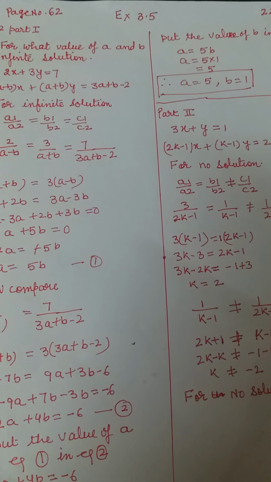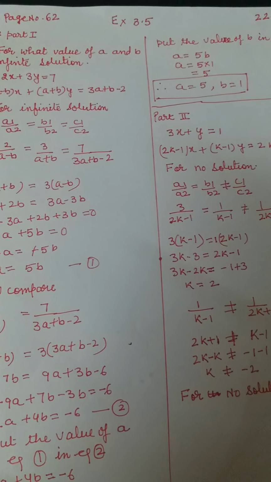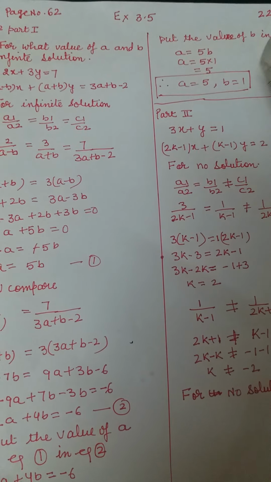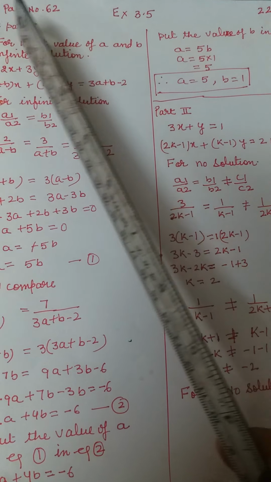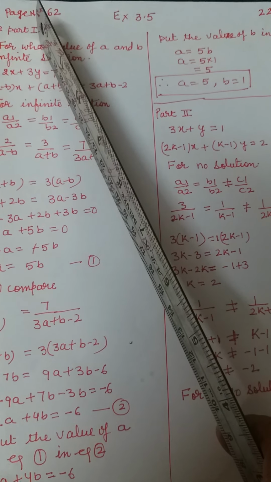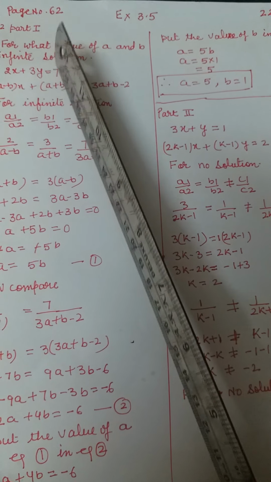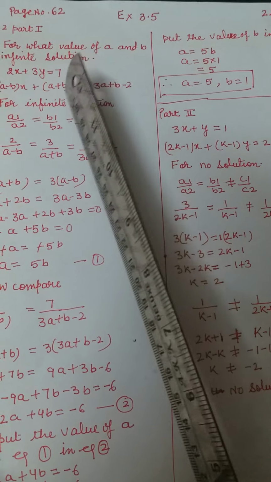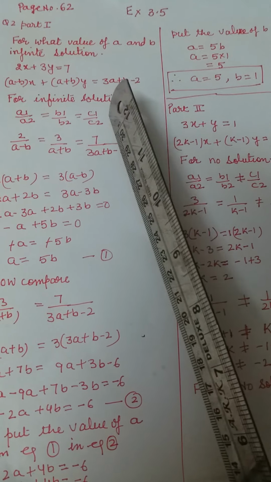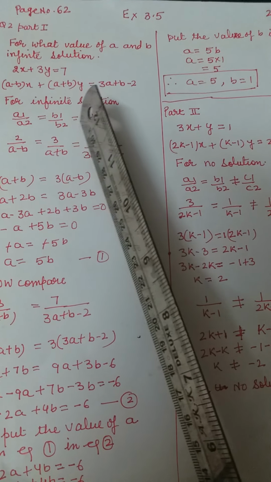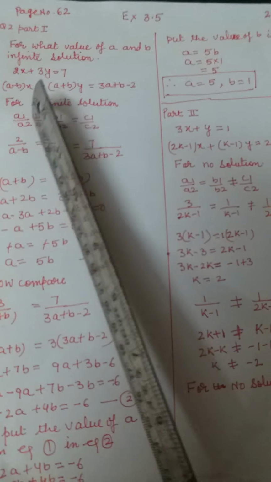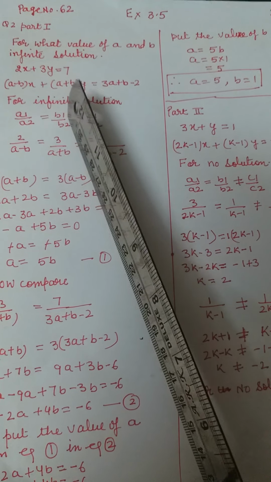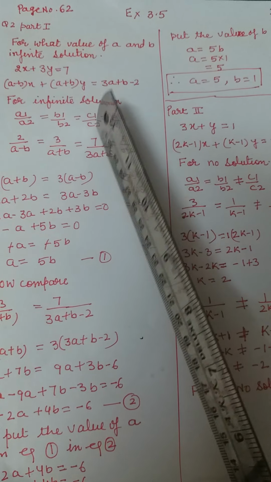Good morning. Today I am going to start exercise 3.5, page number 62, question number 2, part number 1. Here you have to find out for what value of a and b the following equation will have infinite solution. As you know, for infinite solution, a1/a2 = b1/b2 = c1/c2.